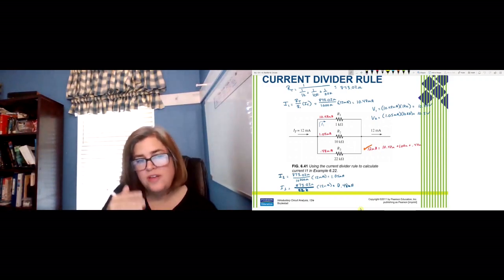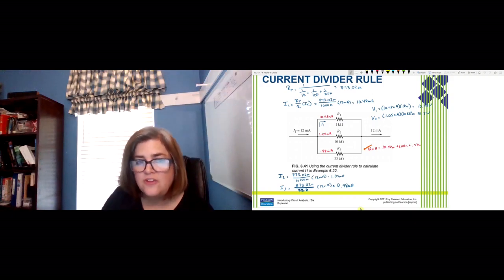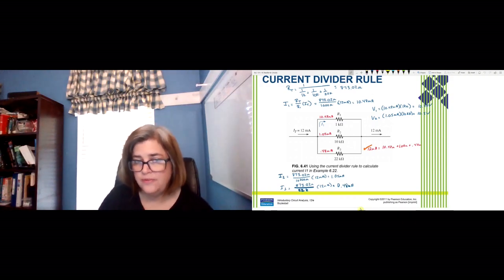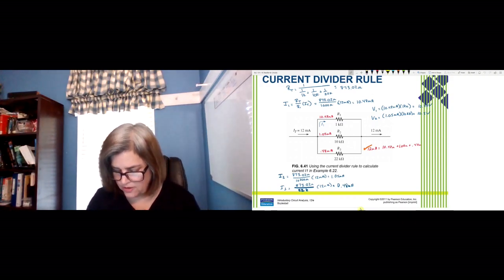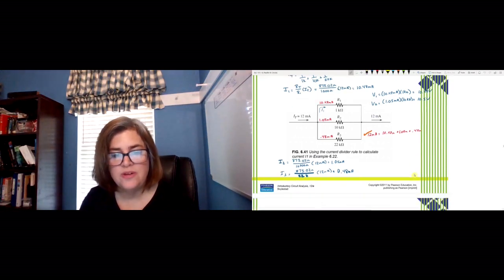Again, there are some rounding issues here, but you should get the same voltage drop across each. We should be able to take that voltage drop and divide by RT and get 12 milliamps as well. So there are several ways of checking behind and making sure that we did this right.